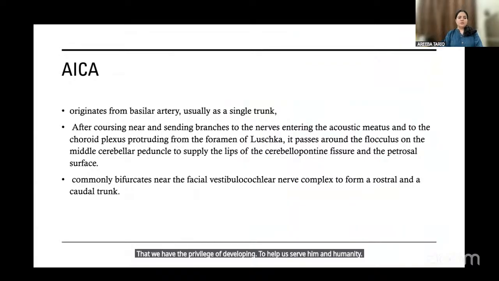Moving forward to the third vessel, that is AICA. It originates from the basilar artery, usually as a single trunk.